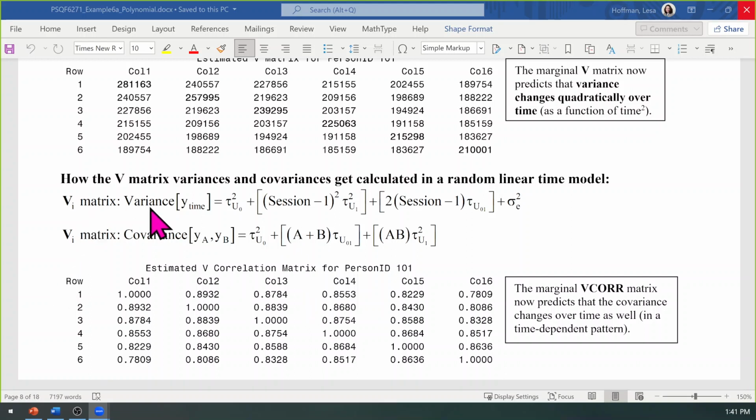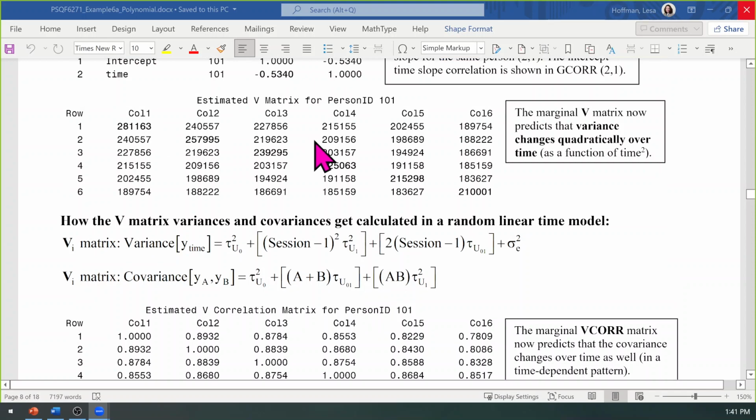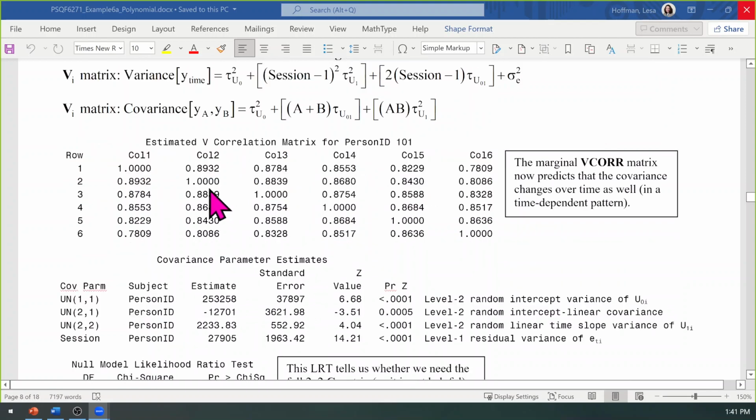The variance at a given occasion is intercept variance plus a function of the slope variance multiplied by time squared plus 2 times the variance at which occasion it is times the covariance plus residual. And the covariance between any two occasions is a function of intercept variance at a minimum plus the other model parameters multiplied by which two occasions those are. So this is a fairly complex function, but this is where this matrix came from. That's how it got built. And then here's the correlation version of it once you standardize to have variances of 1 on the diagonal.